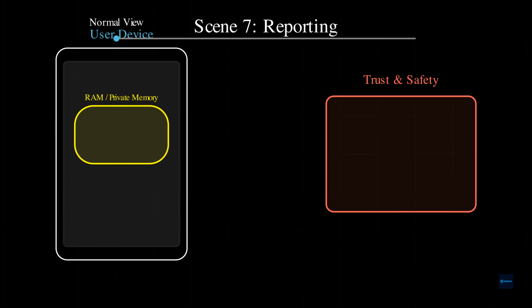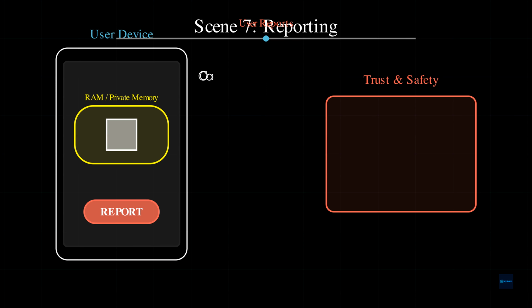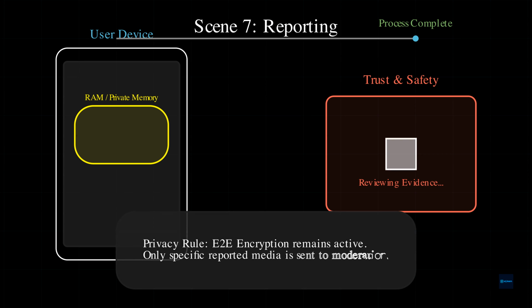Finally, we have an edge case. If the server can't see the image, and the image deletes itself, how do you report abusive content? We have to make a tiny exception to our rules. When you tap report, your phone takes the image from its temporary memory and sends it specifically to the moderation team. This happens before the deletion runs. It basically says, I know this is private, but I am explicitly giving permission for this specific image to be reviewed for safety. Once sent, the standard cleanup wipes the evidence from your phone.